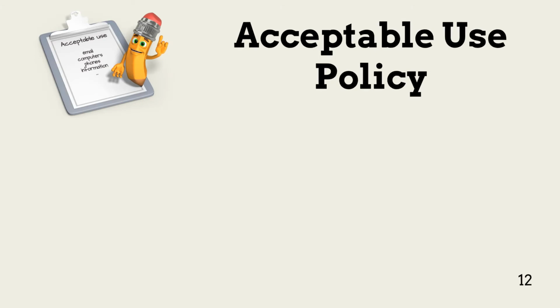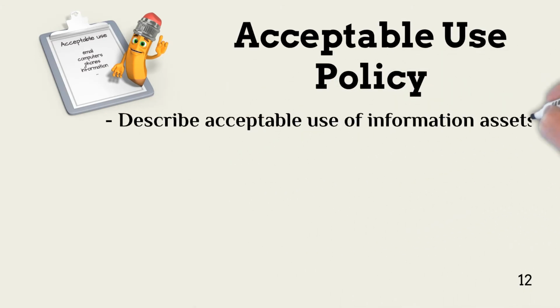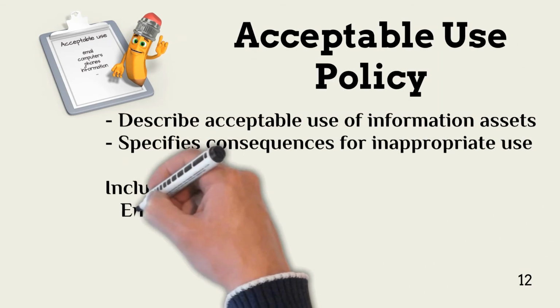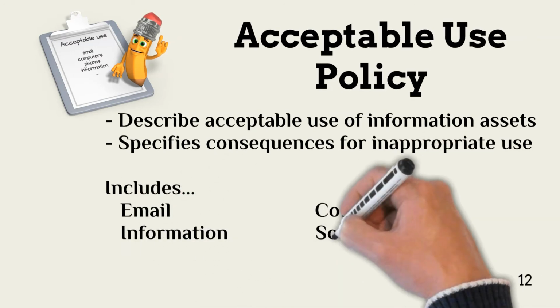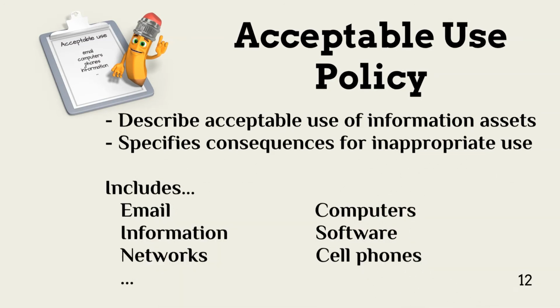Every organization should have an acceptable use policy. The policy specifies what employees can and cannot do with information assets, including email, computers, cell phones, networks, and applications. It must also contain sanctions for violating the policy.